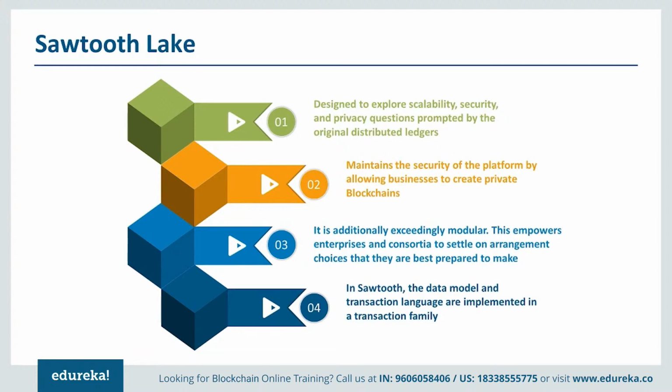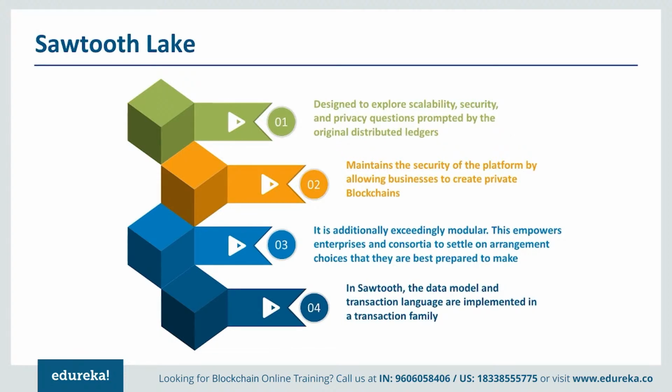It maintains the security of the platform by allowing businesses to create private blockchains. It is additionally exceedingly modular. This empowers enterprises and consortia to settle on the agreement choices that they are best prepared to make. Now, apart from this, it also has a concept of transaction family. While you can have hundreds of different transactions, in Sawtooth Lake you can categorize a transaction or a group of transactions under one transaction family, and it stores those transactions in such a way that you can easily fetch information of one transaction family without running multiple queries.